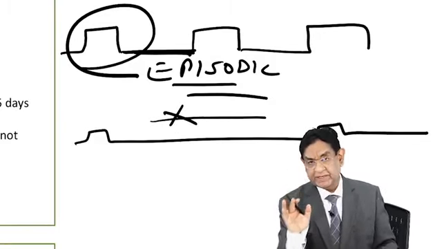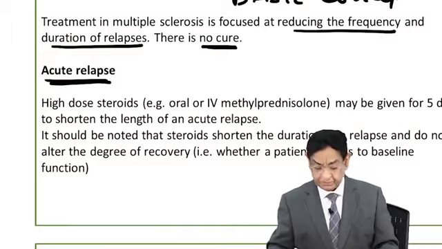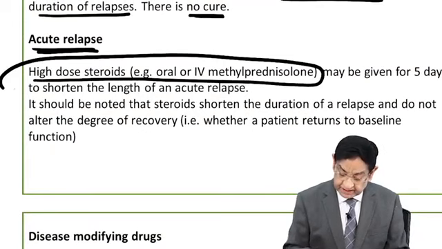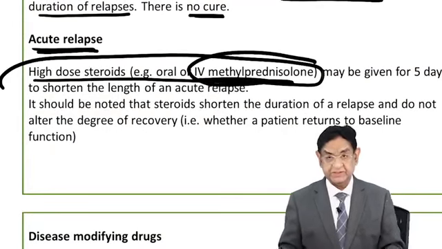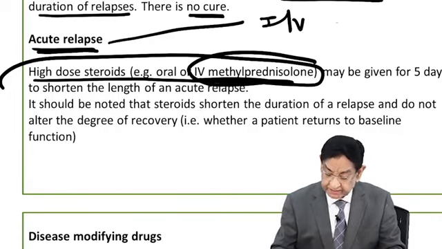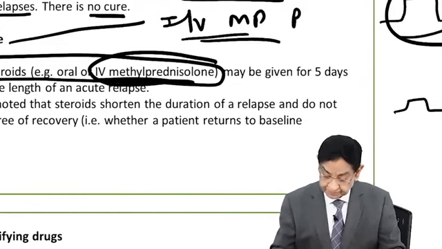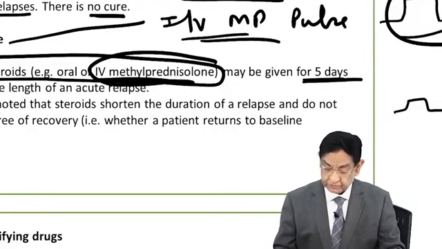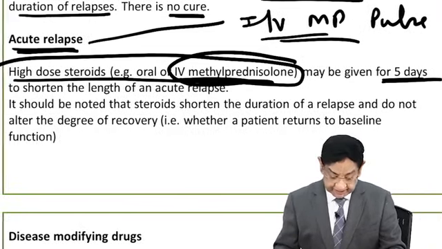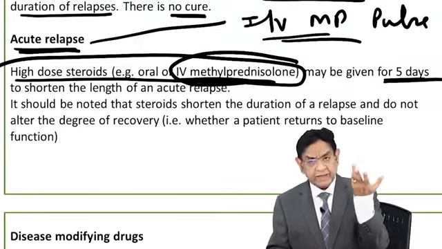So there are two aspects of treatment. First is to take care of the acute relapse. The patient has come with an acute problem. What to do? In such cases, we give high dose steroid, so-called intravenous methylprednisolone. So write down: for acute relapse, you give intravenous methylprednisolone. It's given as pulse therapy for 5 days. You will take care of the acute problem immediately. Right? So this is what we do immediately.